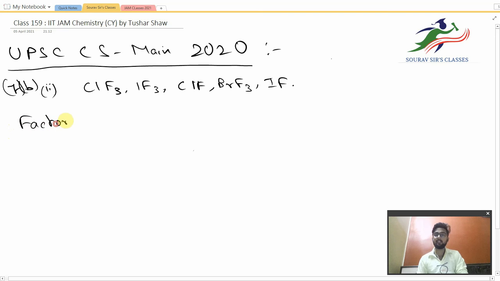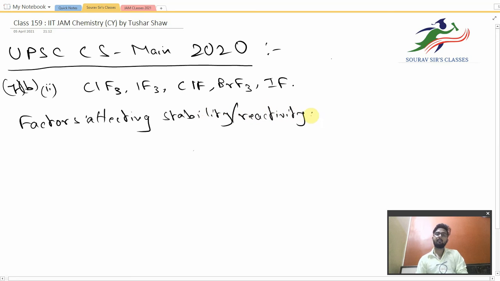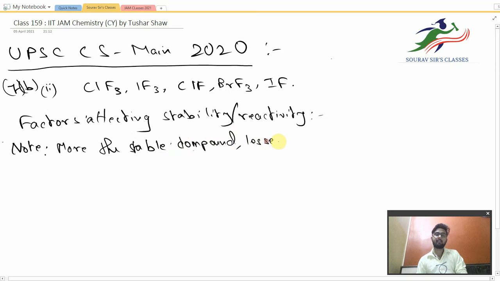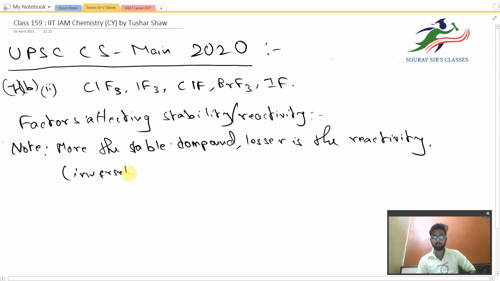The first thing is that there are two factors you need to consider before checking the stability and reactivity of the interhalogen species. The factors affecting stability or reactivity, and note that they are inversely proportional to each other. The more stable the compound, the lesser is the reactivity.